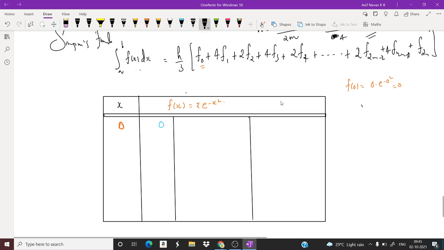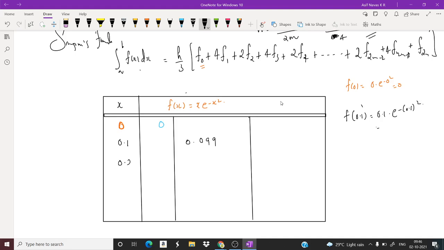Now for the second, 0 plus 0.1, and the second value is an odd term, I will write here. So that is equal to 0.099. That is 0.1 into e raised to minus 0.1 whole square. From the calculator you will get this value.